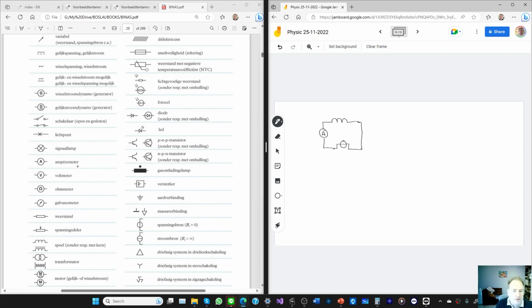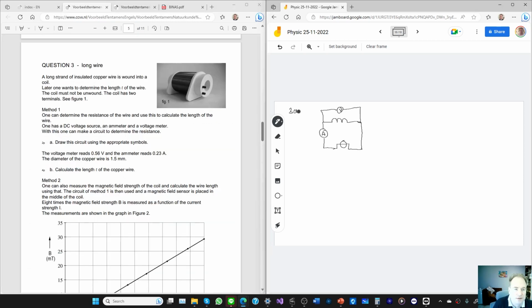Okay, then the voltmeter is always put in parallel. They have a high resistance, so we put this here, and with this we can measure the voltage across the coil. That was 3A. I'm actually not sure about this. I think if you use the common symbol like this, it's fine as well.